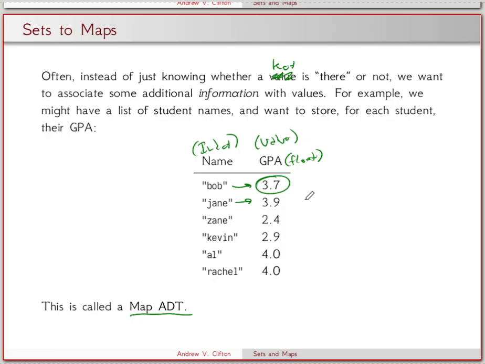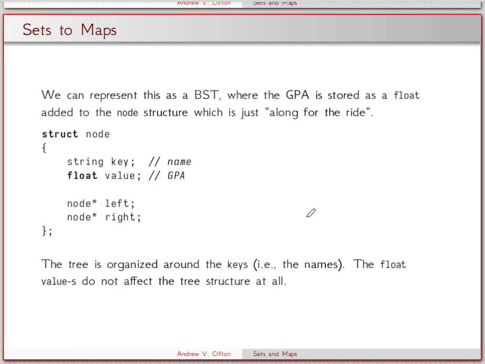So we want to build something that works like this, where I can look up a name and I get that person's GPA, or I can look up a name and update their GPA or something like that. So you can represent this as a binary search tree where we store the GPA as a float inside of the node structure, but we don't use it to organize the tree. It's just along for the ride here.